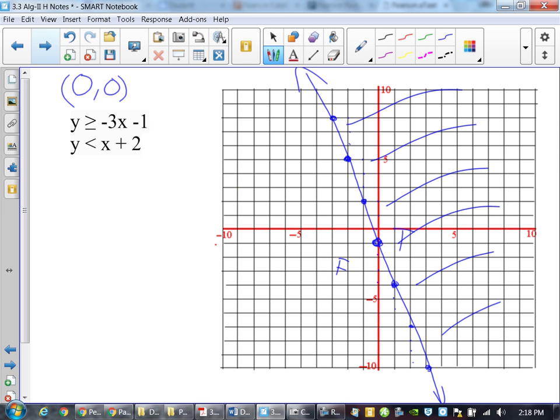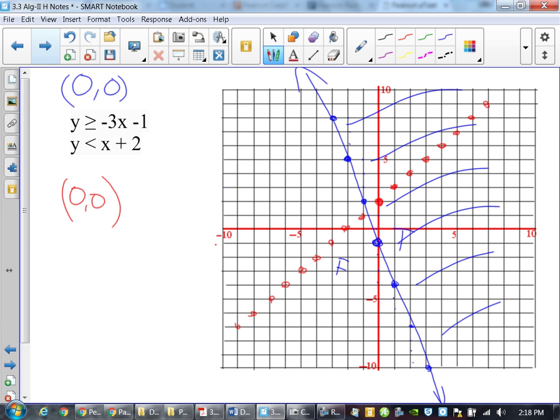Y is less than x plus 2. Where do you start? 2. And our slope is? One over one, one over one. Do I connect those dots? No. Did it go through the origin? No. Where are we going to test it at?